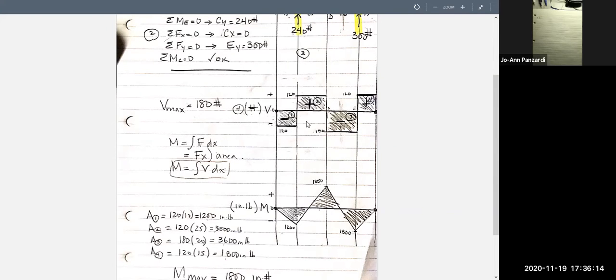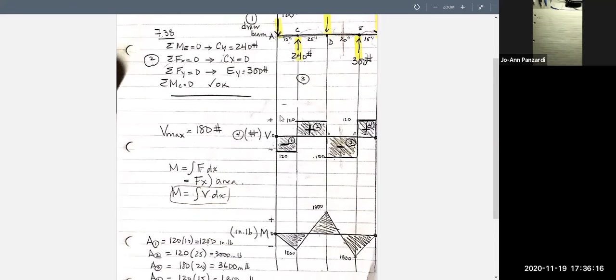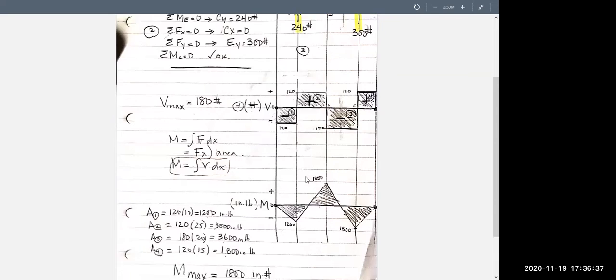And the base is 10 inches. So if you want, you could put the distances down here so you don't have to look back up. But the height is 120 and the base is 10. So it's 120 times 10, 120 times 25, 180 times 20, and 120 times 15. Does that answer your question, Angel? Yeah, I definitely got it now. Thank you, Julie. Okay, great.